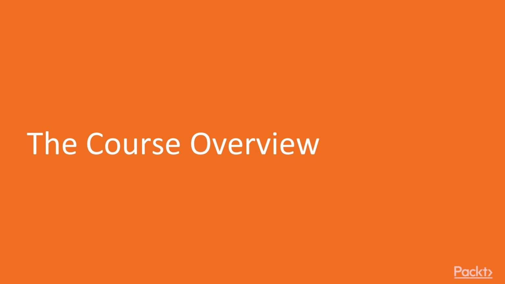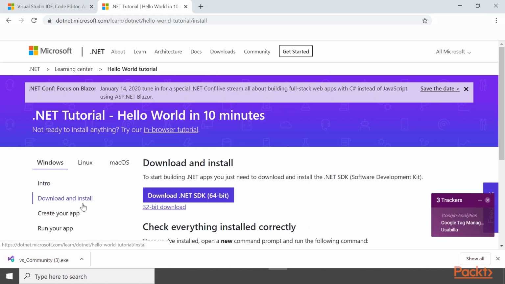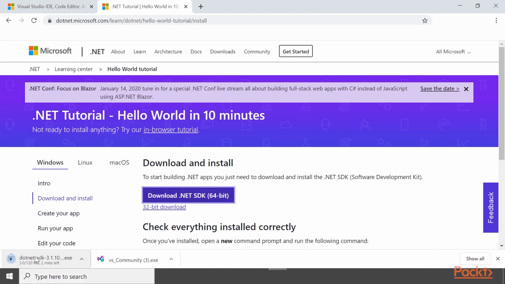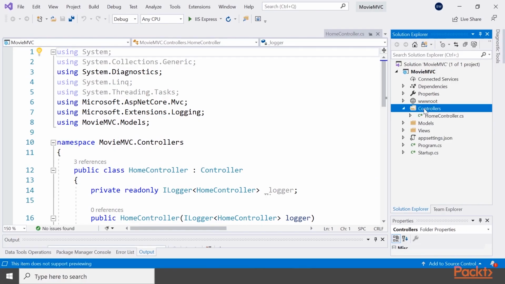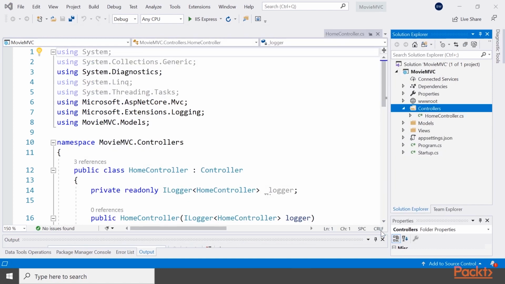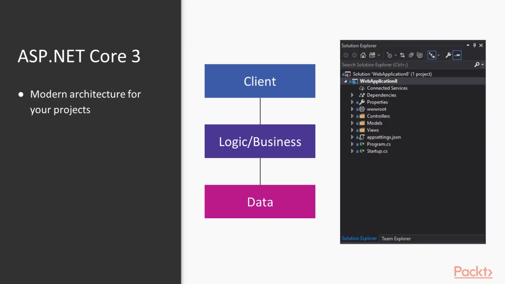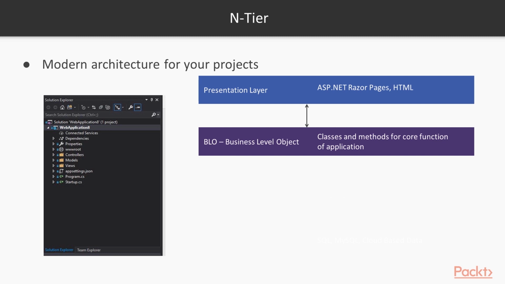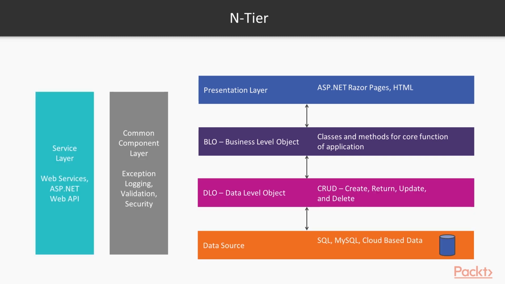Just a real quick course overview before we get started. In Section 1, we're going to do Getting Started with .NET Core and look a little closer at why .NET Core is so important. In Section 2, we'll look a little more at architecture for our new applications in .NET Core. In Section 3, we're going to look at creating a well-architected application. We're going to talk about modularization, some of those systems that we would use in developing a new API.